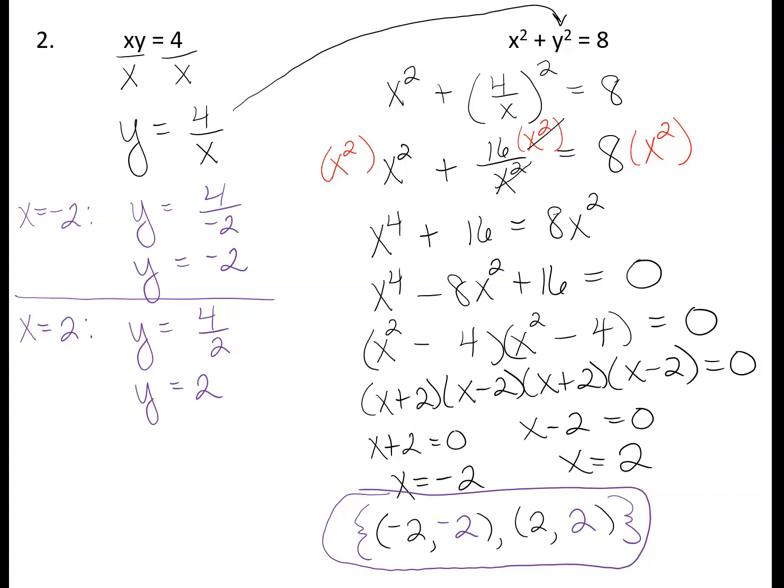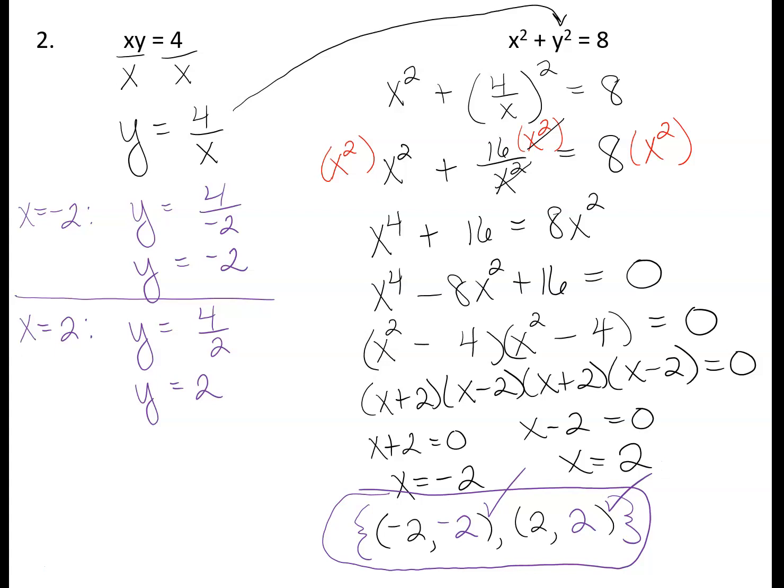Certainly we could check them again. In fact, these are pretty easy to check in your head. Let's just look real quick at the first ordered pair. If I put it in equation 1, x times y would be negative 2 times negative 2, and that would equal our 4. So that works. And over here we're going to square negative 2. Squaring negative 2 would make 4 plus 4, and that would also be 8. So we can see that works. If we put in positive 2's for x and y, 2 times 2 is 4. 2 squared plus 2 squared would be 4 plus 4 is 8. So they both work.